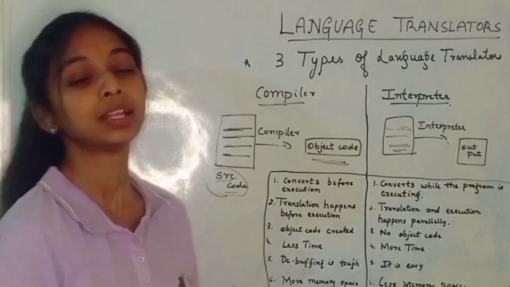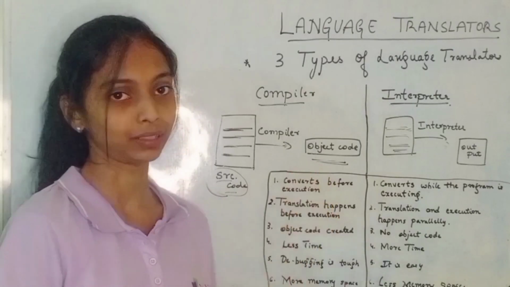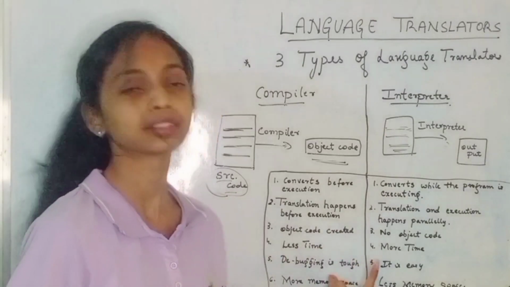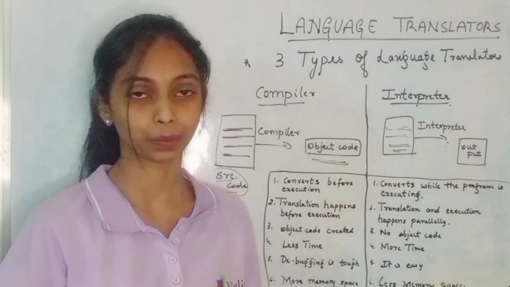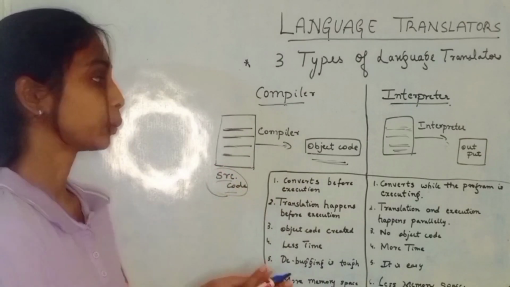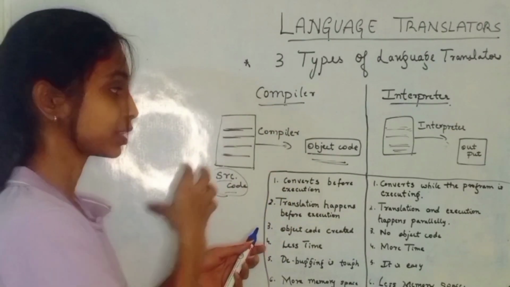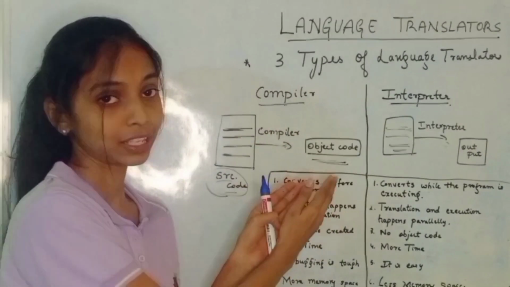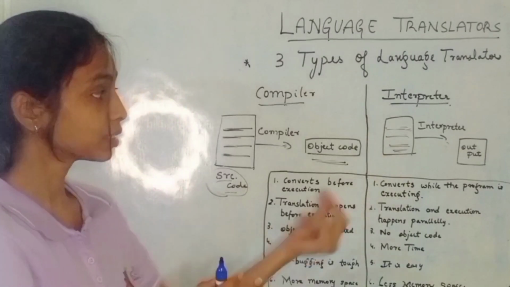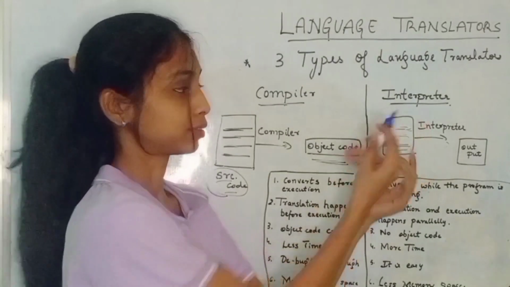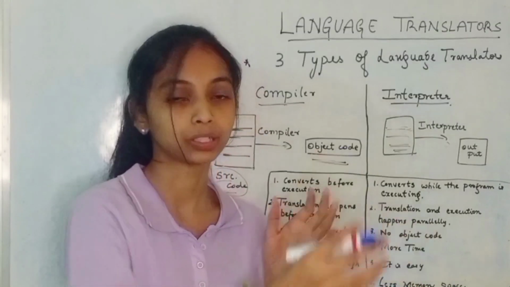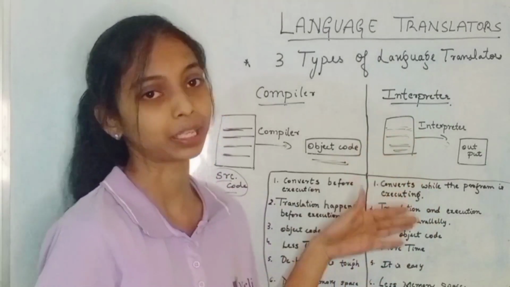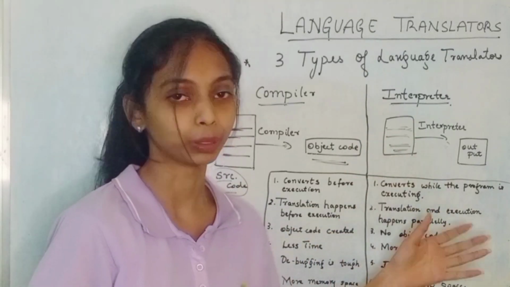And coming to the fourth one, the time taken is less in the compiler and the time taken is more in the interpreter. Why is the time taken less in the compiler and more in the interpreter? Because the compiler, as I told you, reads the whole set of instructions and gives you the object code. So the time taken during translation is very less. Whereas the interpreter reads line by line, translates and gives you the output. So this will happen many times, and the time taken by the interpreter will be more.